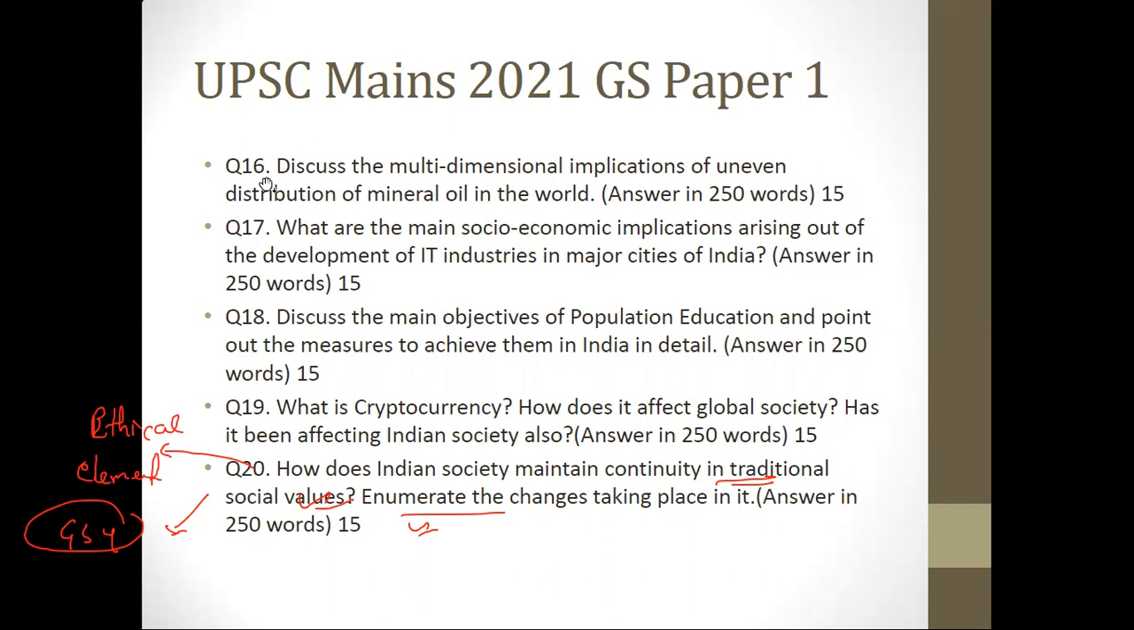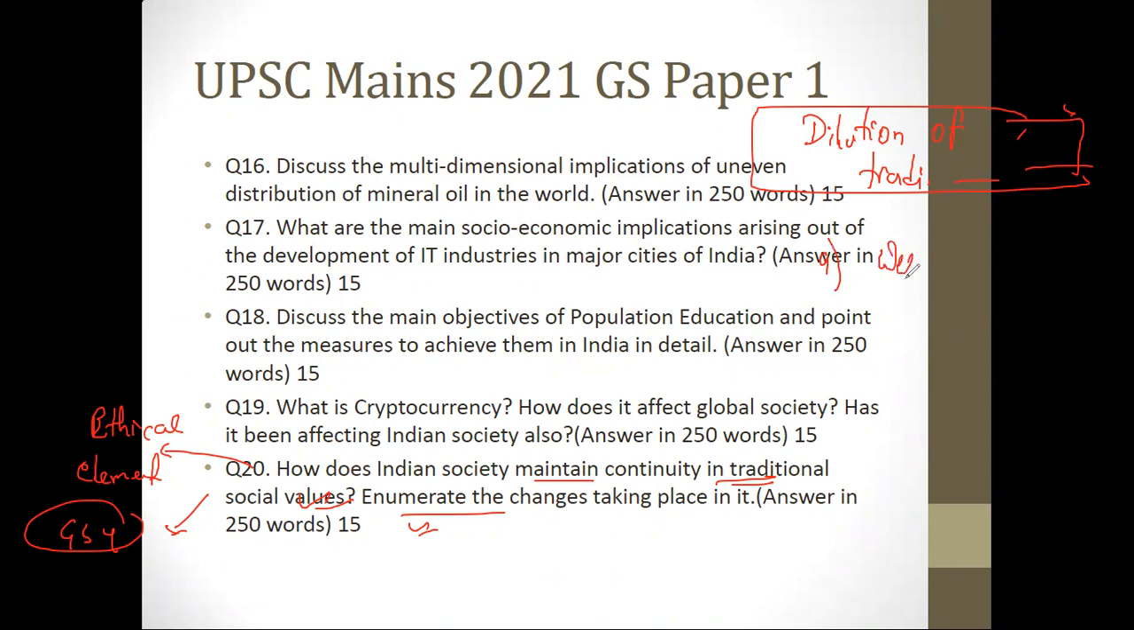So what you can do is you can start with one heading. Before you talk about how we can maintain, talk about the other part, dilution. What is happening is there's a dilution of traditional social values. So write down: dilution of traditional social values in Indian society. And then here talk about how dilution is happening.